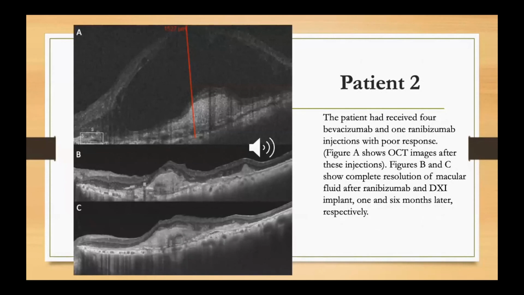This is another patient who had received 4 bevacizumab and 1 ranibizumab injections with very poor response and a significant macular edema. Figures B and C show complete resolution of macular fluid after ranibizumab and dexamethasone implant, 1 and 6 months after the injection.